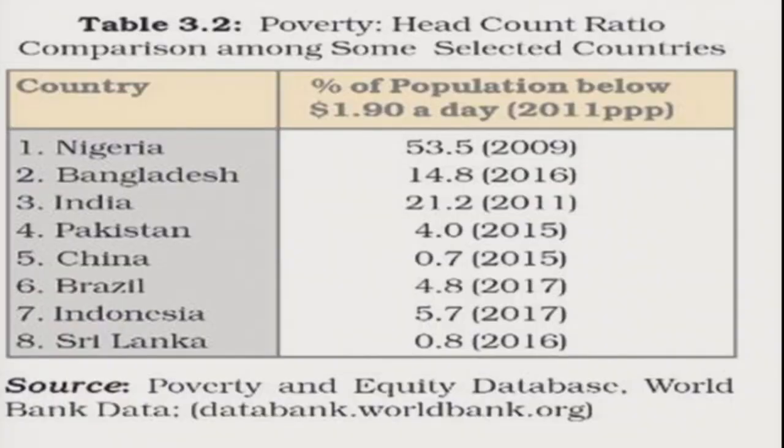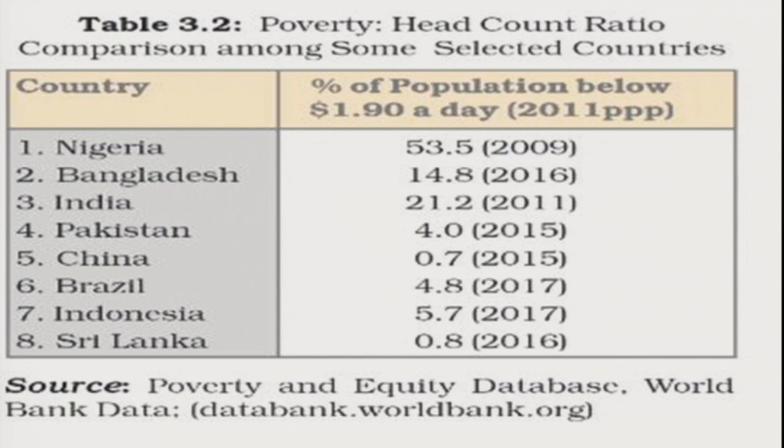Now children, have a look at this table. This is table 3.2 in your book. It is there, so you can also refer to your book. Here we show the head count ratio. Head count ratio, if you children remember, in the last class I told you, refers to the number of the people who are below the poverty line.